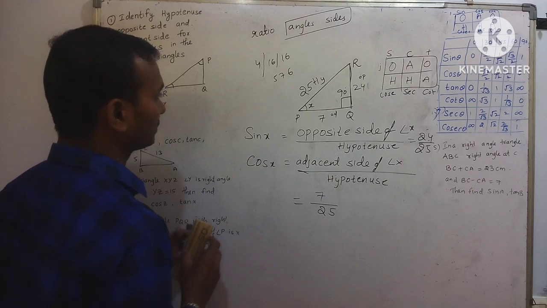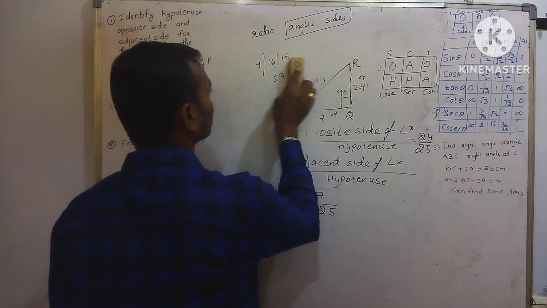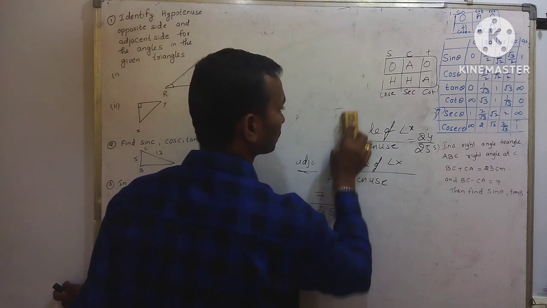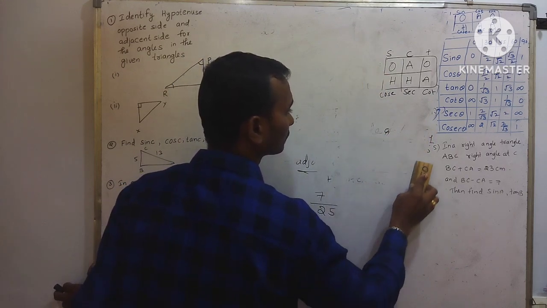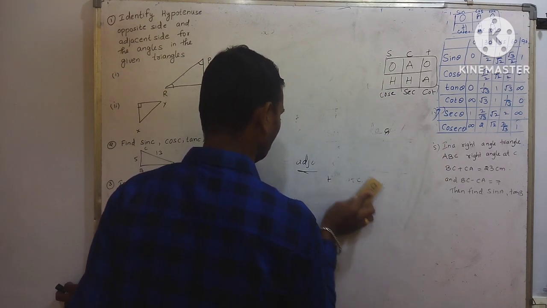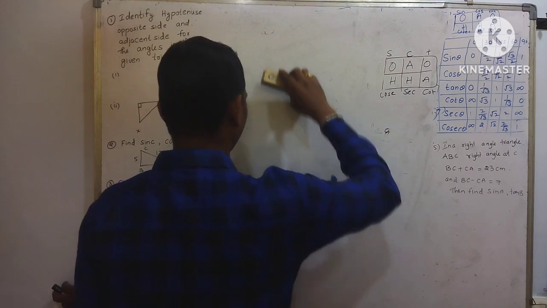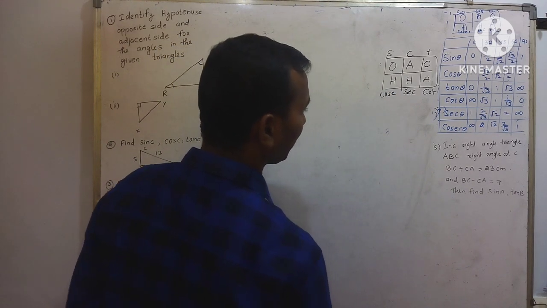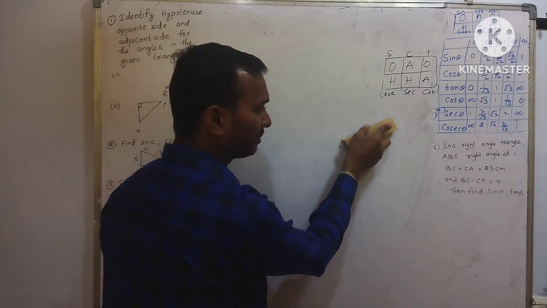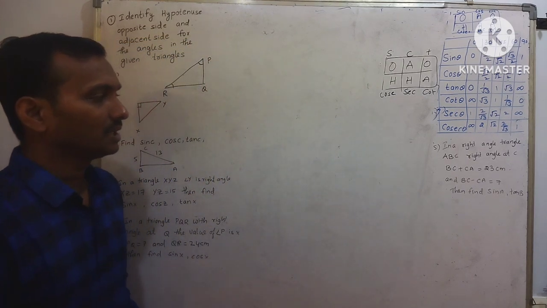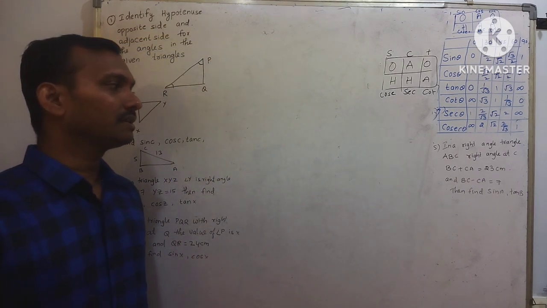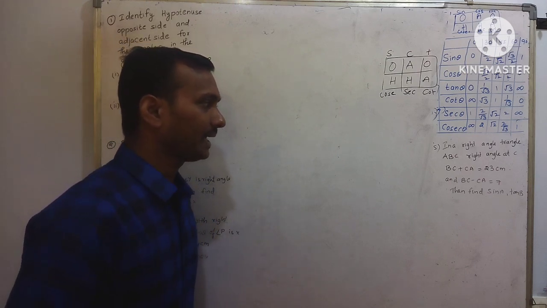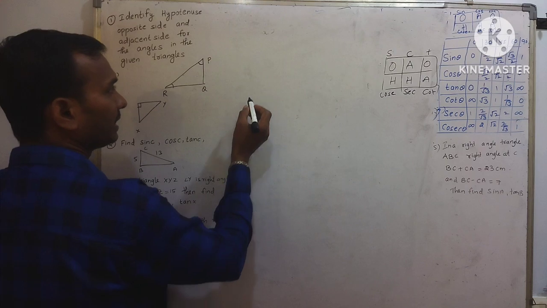So, last one more question in this session. In a right angle triangle ABC, right angle at C, BC plus CA is equal to 23, BC minus CA is equal to 7. Then find sin A and tan B. So, very interesting question.